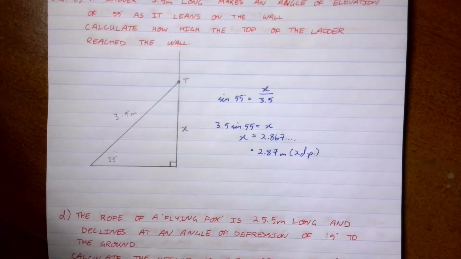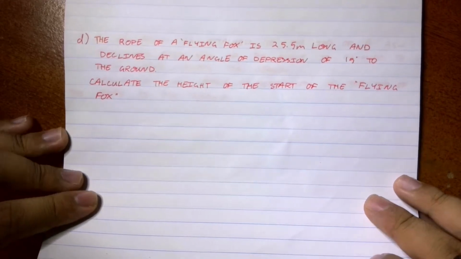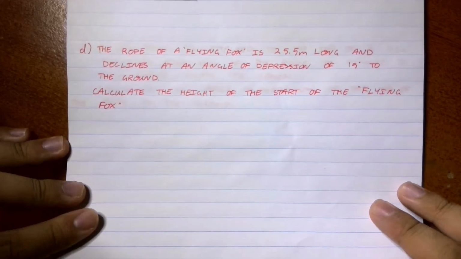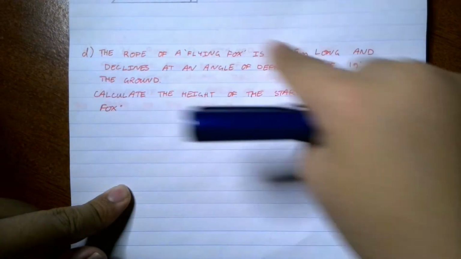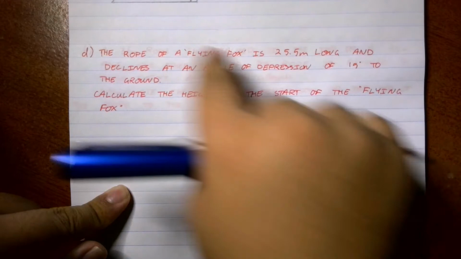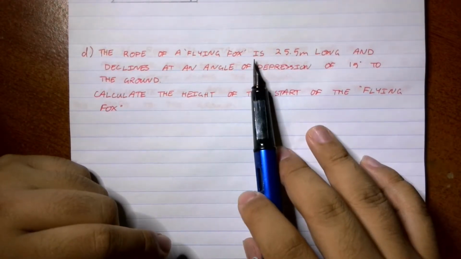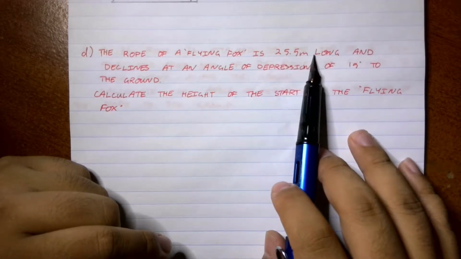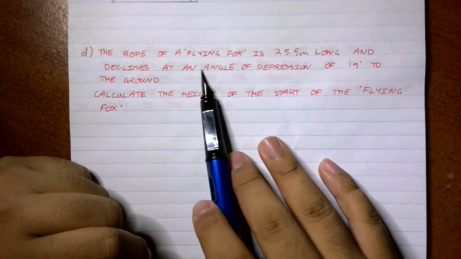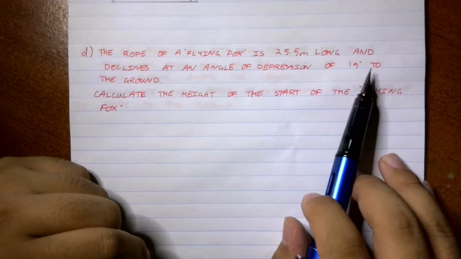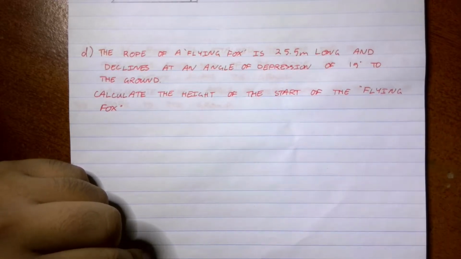Okay, let's get straight into the next one. The rope of a flying fox, in case you don't know what a flying fox is, it's the thing that you hang on to, and it's like a pulley in a rope. You fly along it, I guess. You'll see what I mean in a moment. Is 25.5 meters long and has a decline at an angle of depression of 15 degrees to the ground. Calculate the height of the start of the flying fox.